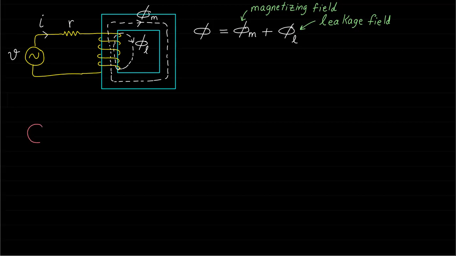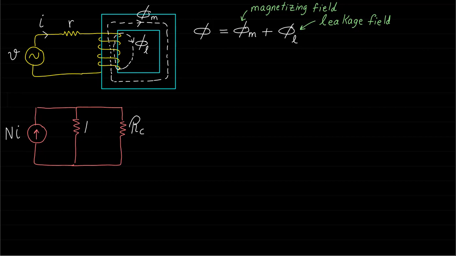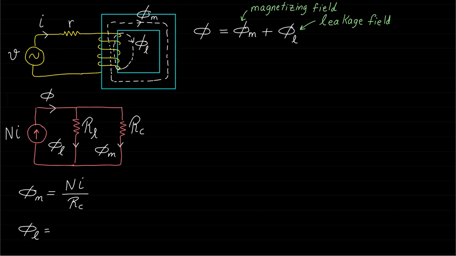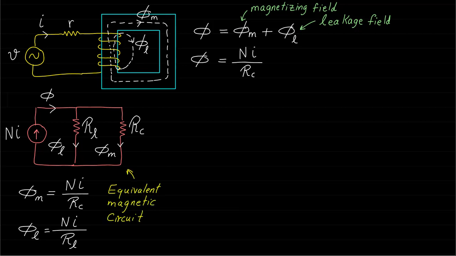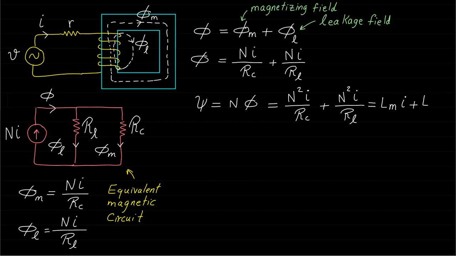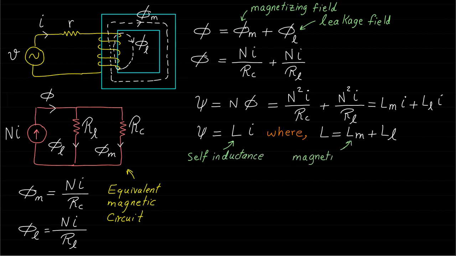The equivalent magnetic circuit of this magnetic circuit can be drawn as shown. RC represents the reluctance of the core, while RL represents the reluctance that opposes the leakage magnetic field. By applying Ohm's law to this equivalent magnetic circuit, the magnetizing and the leakage magnetic fields can be calculated as follows. Therefore, the magnetic field lines phi, the magnetic field linkage psi, and the inductance L can be calculated as follows. Where L represents the self-inductance, Lm represents the magnetizing inductance, and Ll represents the leakage inductance of the magnetic circuit.